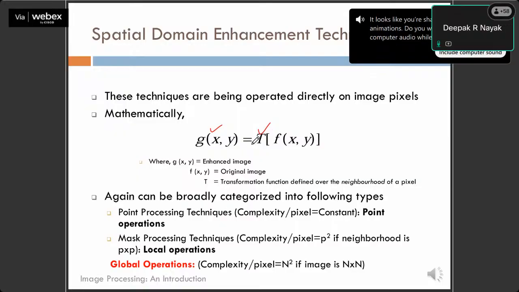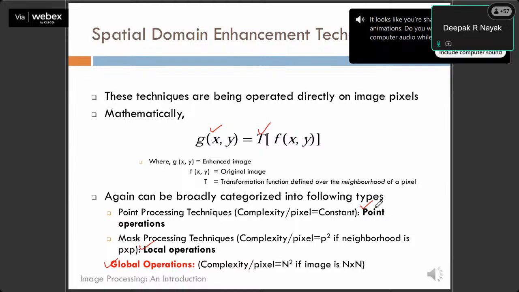There are different types of operations, or processing techniques, based on the neighborhood we consider, or based on the transformation function that is applied over a neighborhood of a particular pixel. So what are those types? They are known as point operations, or point processing techniques, local operations, and global operations. Very, very important. These are the three operations you can apply over an image to get an enhanced version of the image.